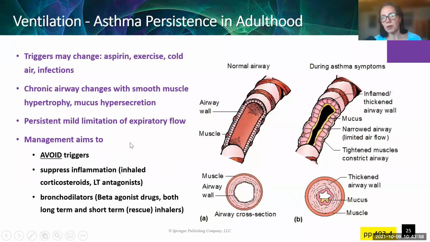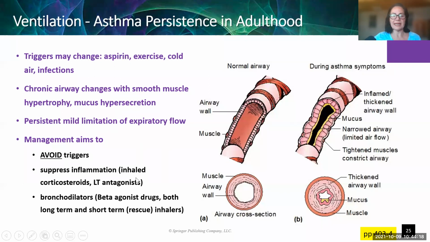The most important part of managing asthma is avoiding the thing that triggers the reaction. So avoid the things that the patient is allergic to. That has to be key. Additionally, in addition to avoiding those things that trigger, suppress the inflammation.